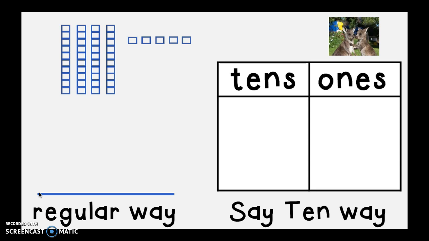So can you draw a box or a line that says the regular way and then a place value mat? You don't have to write say 10 way on the bottom. As long as you have the place value mat, I know that's what you're doing. Press pause until you're ready to go.